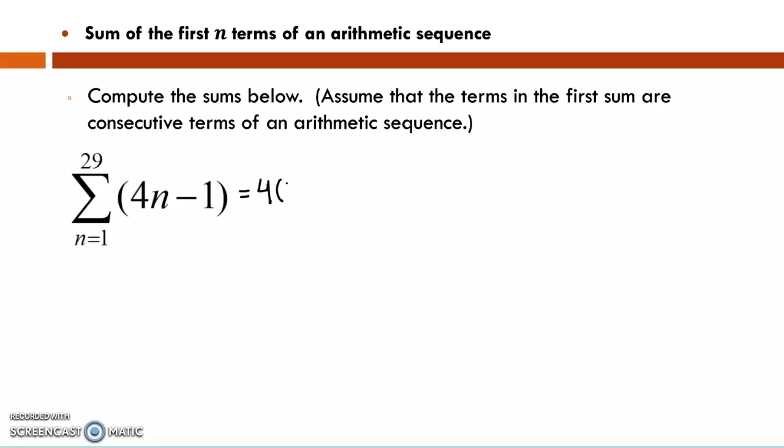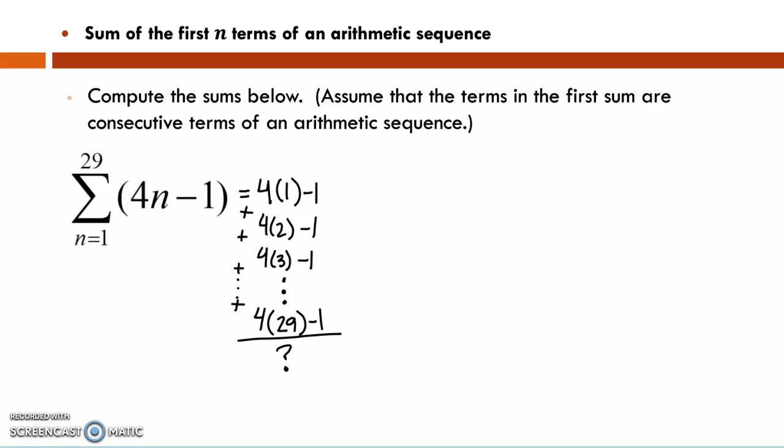We're going to take 4 times 1 minus 1, and then we're going to take 4 times 2 minus 1, and then 4 times 3 minus 1, and then we're going to keep doing that until our final n value, which is 4 times 29 minus 1. And then what are we going to do with all those? We're going to add them up. We're summing them. And we're wondering what this is equal to.